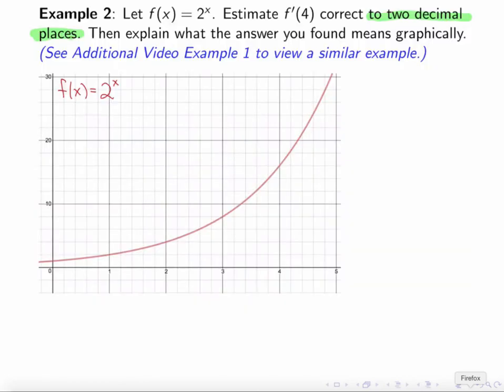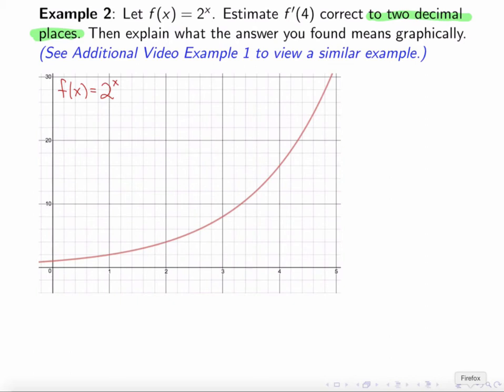So in example 2, we're going to look at the function f of x equals 2 to the x and estimate the derivative of that function at x equals 4. And the notation for that is f prime of 4. So what we're estimating is the slope of the tangent line to f of x at x equals 4. We're going to estimate it and make sure that our estimate is correct to 2 decimal places. And then we want to explain what the answer we found means graphically.